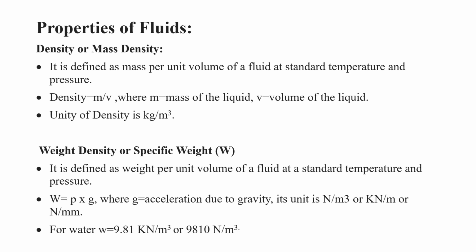The second one is weight density, which is also known as specific weight. It is defined as the weight per unit volume of the fluid at STP. Therefore, w is equal to rho into g, where g is called the acceleration due to gravity. Its unit is Newton per meter cube, or practically it is also called kilonewton per meter cube. For water, the weight density or specific weight is 9.81 kilonewton per meter cube, or it is also called 9810 Newton per meter cube.